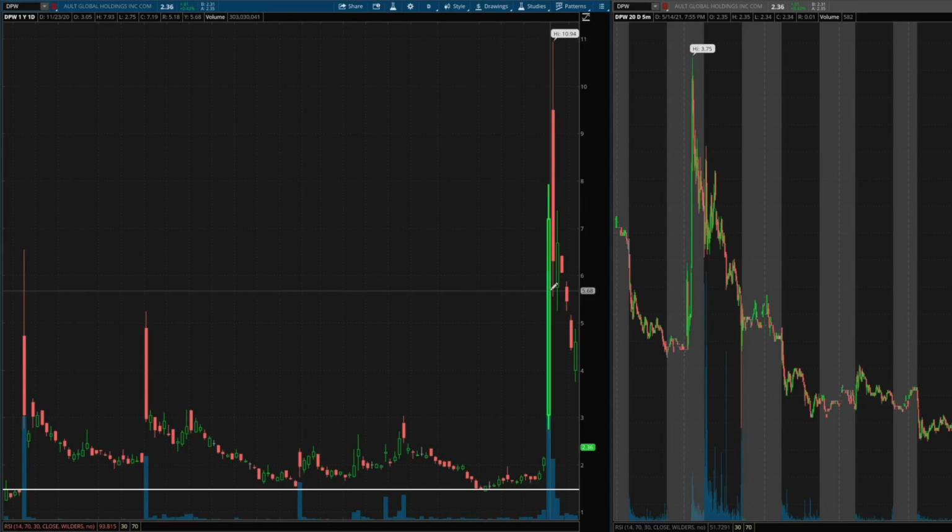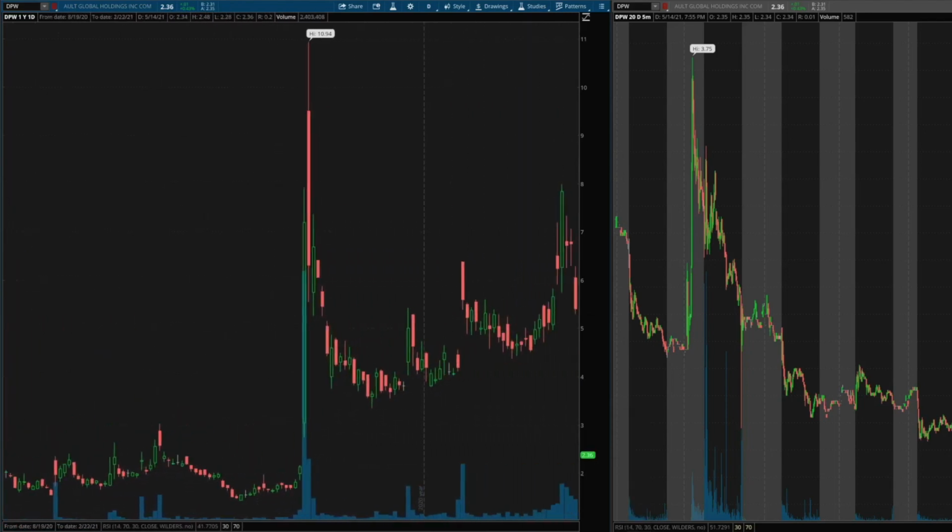Now, obviously, you're not going to see 200, 300, 400% returns every time you see a gap close reversal in the stock market. But this is a really great example of how accurate this strategy can be for not only blue chip stocks, but also for these lower priced penny stocks, which can, of course, offer us huge returns in certain occasions.